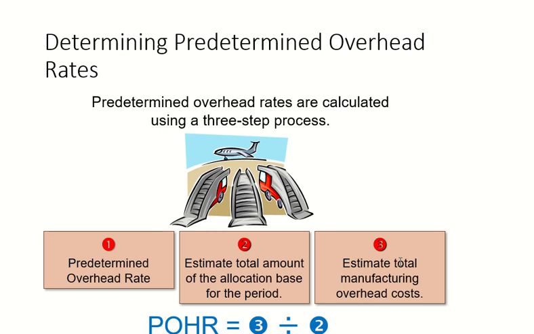So they have to tell you what your allocation base is. You know, we determine our overhead by direct labor hours, right? And so if it's by direct labor hours, that would be your allocation base. So you would divide it by the direct labor hours needed for all of the production. So again, dollars divided by allocation base, which is a lot of the time hours, machine hours, or direct labor hours, things like that.